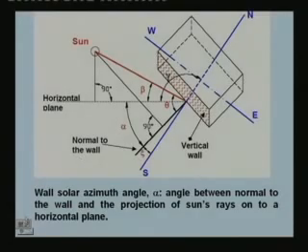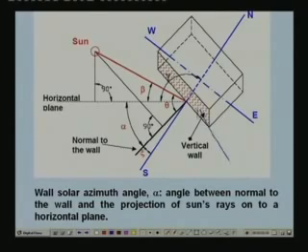In this picture, this is the shaded surface, the wall, or surface under consideration. I want to find out the radiation incident on this particular surface, which is shaded in red, right, and this is your south and north direction.